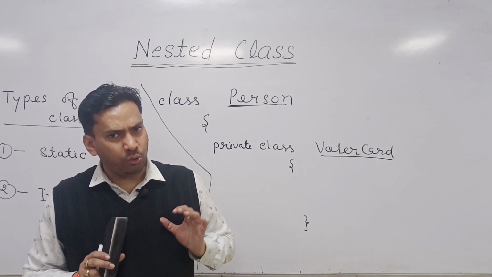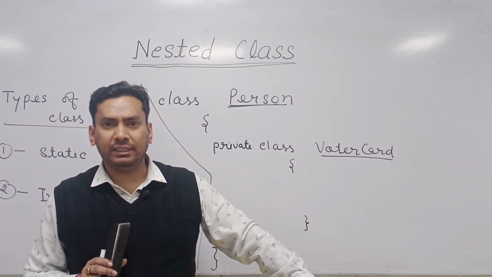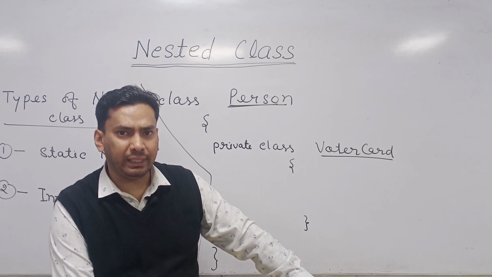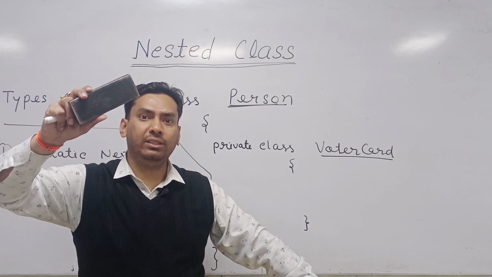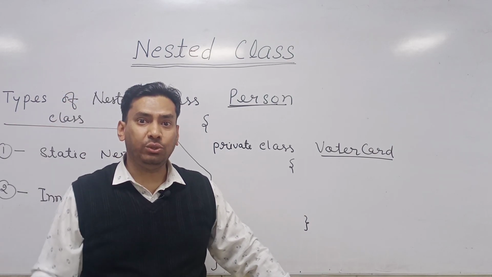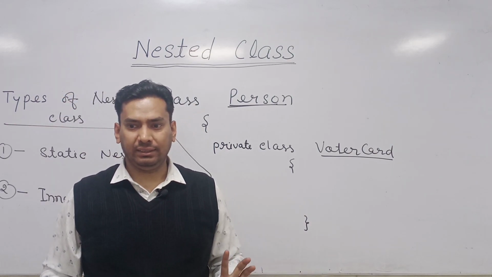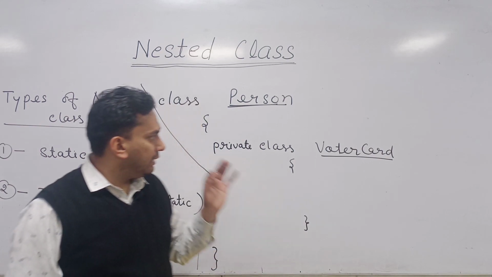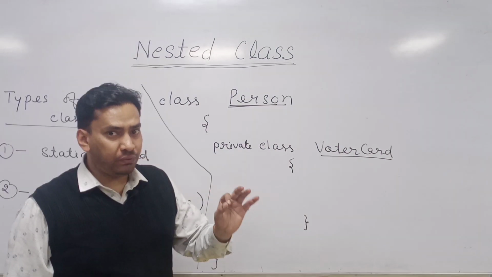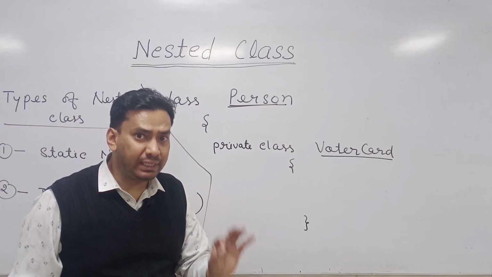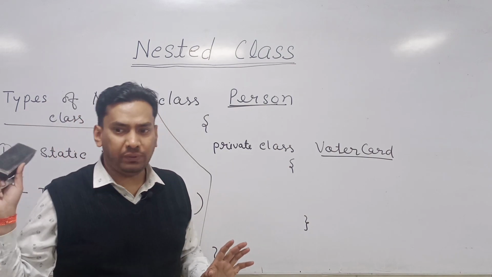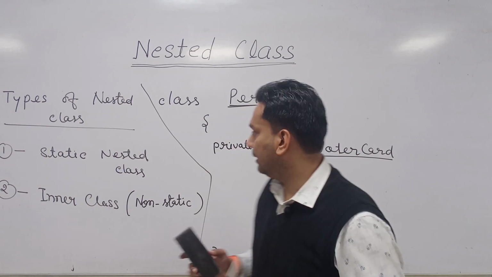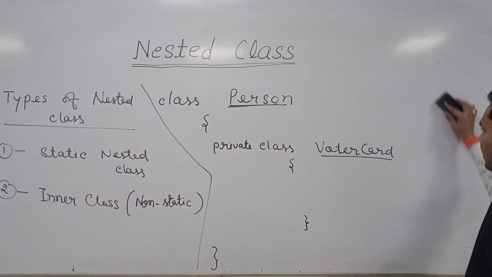If you feel that the object of the nested class should be allowed to be created without creating the object of the outer class, then you will go for a static nested class. When you feel that the object of the nested class should be created without the object of the outer class, then you will go for the static nested class. Let us take an example.